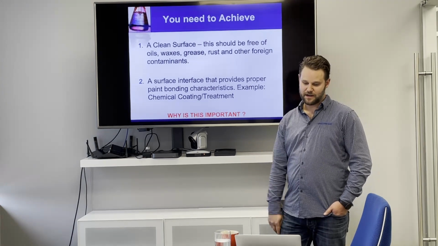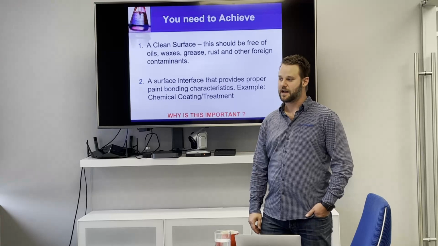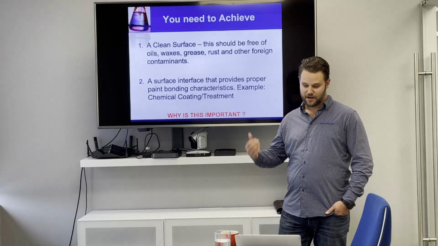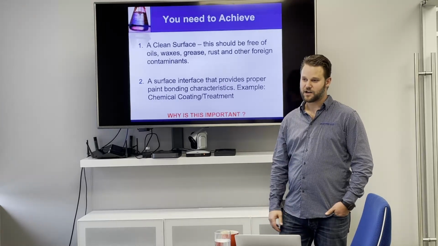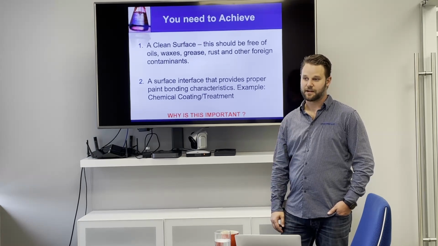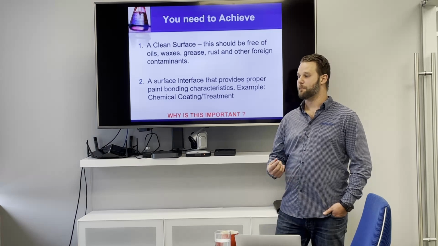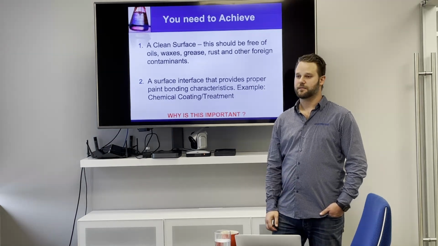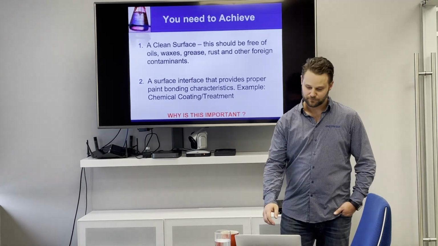The second part is a surface interface that actually has paint bonding characteristics. An example of this is the conversion coating, which is what some of the chemistries do: they react with the actual metal and deposit something on a microscopic level.